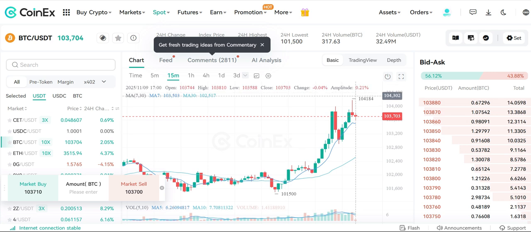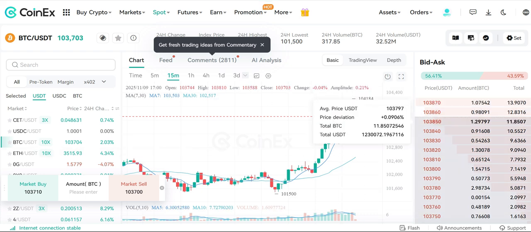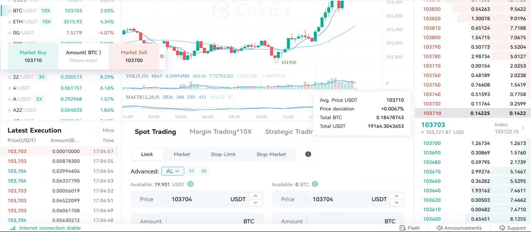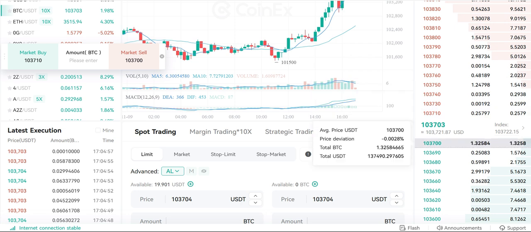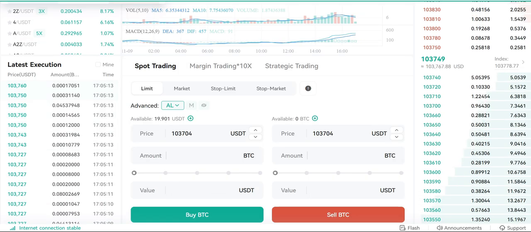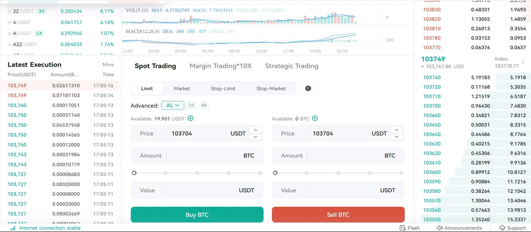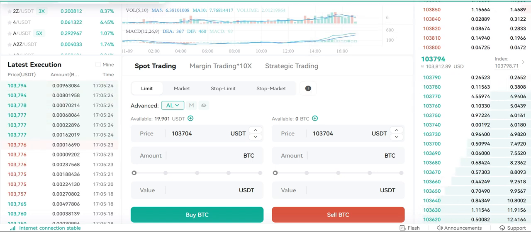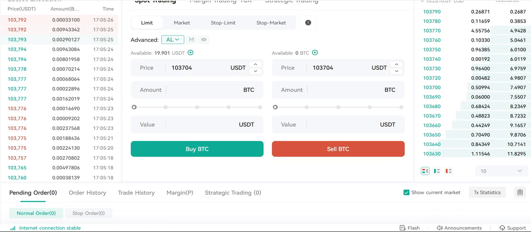Here you can see the Bitcoin chart currently trading at $103,700. And here we've got the bids and the asks as well. So in red, we've got all the sell orders, and in green, we've got all the buy orders. Most of the time, this is moving so fast that most people will just set a limit order or a market order just to buy at the current market price, to get in as soon as possible or to sell as soon as possible, because the fees are quite minimal, so it doesn't really matter.